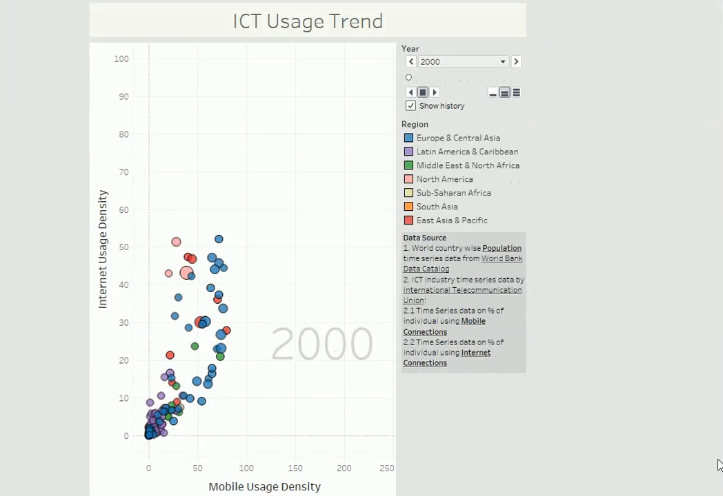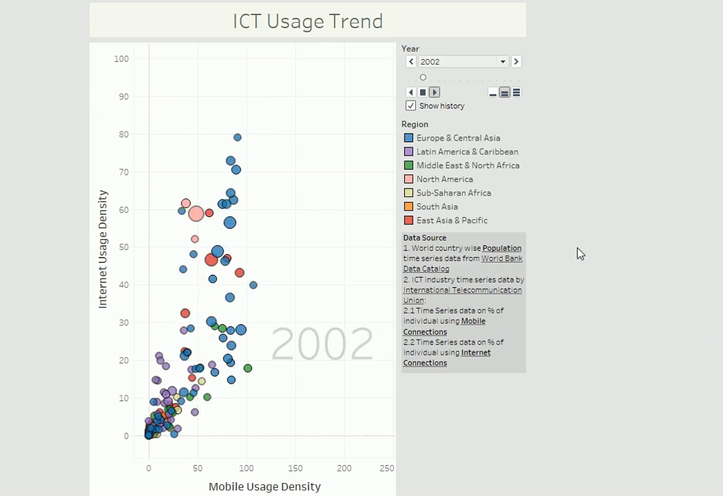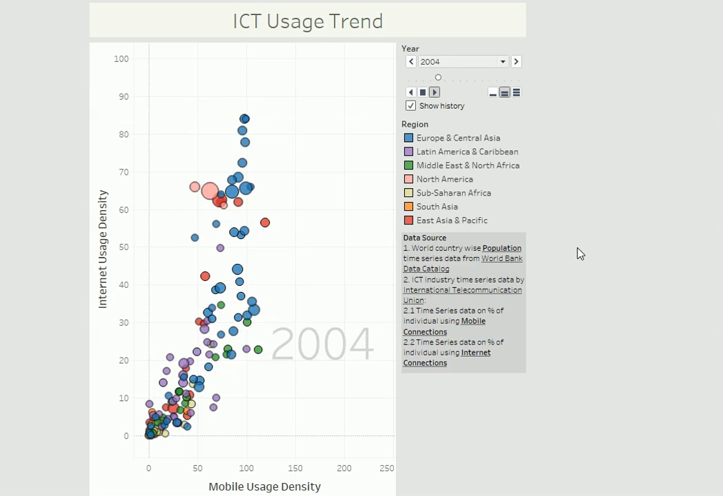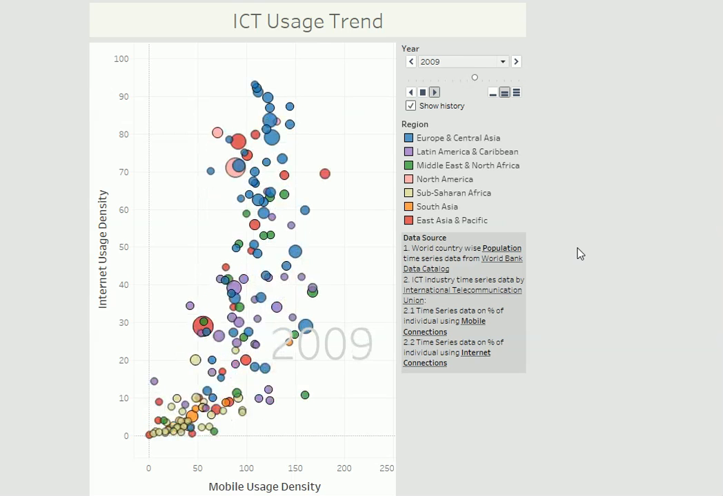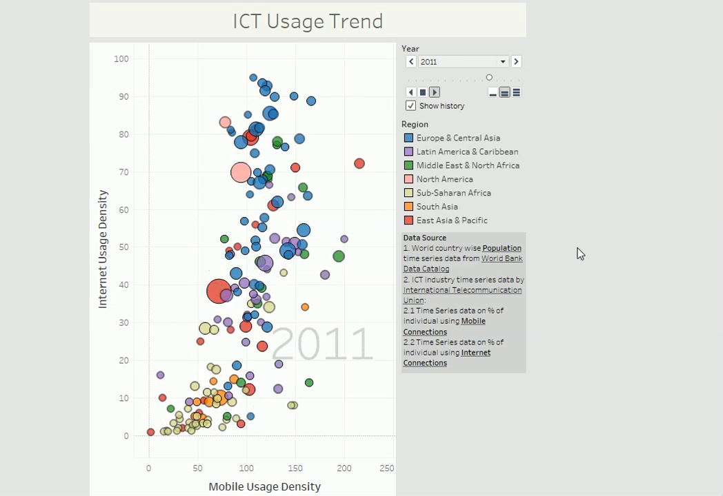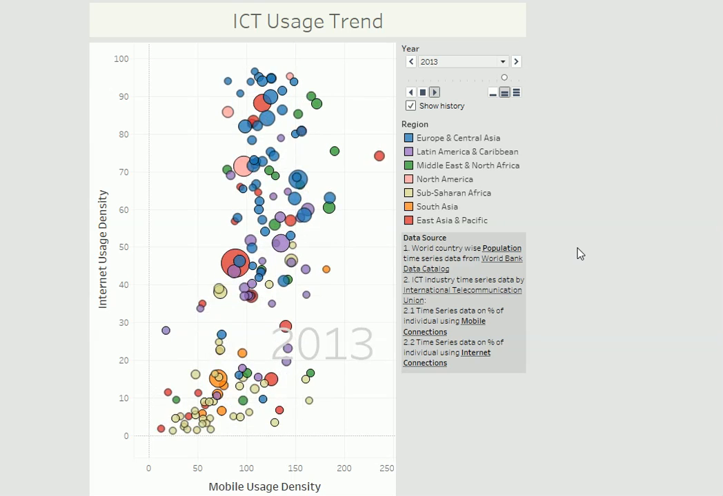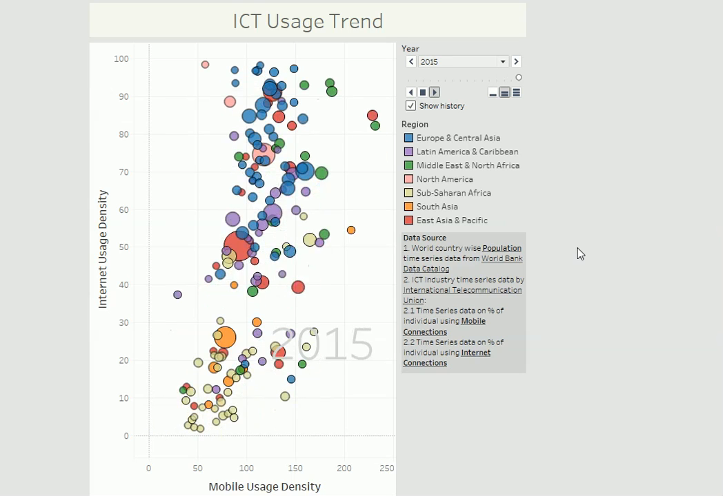I have structured this webinar into 4 different sections. First, we are going to look at the ICT usage trend. That means the internet usage density and the mobile usage density between the year 2000 and 2015 for countries across the globe.